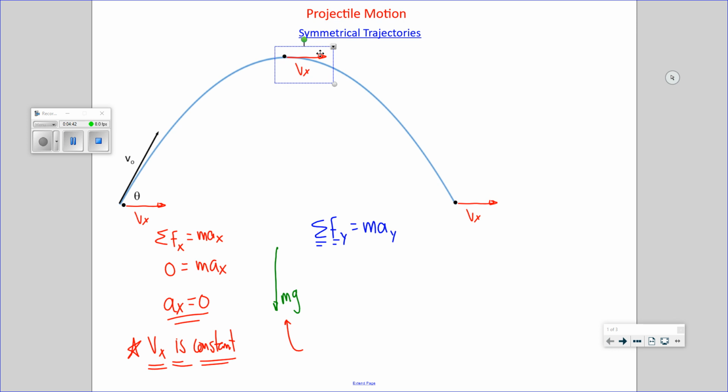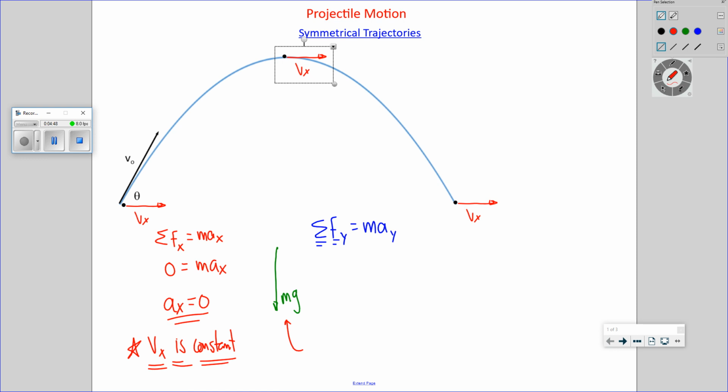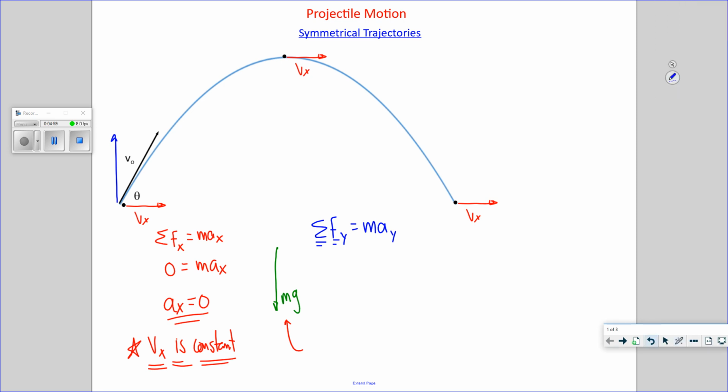A little trigonometry says if we look at this, vx is part of a right triangle that contains v naught and let's call it v initial in the y direction, v naught y. A right triangle can be made out of vx, v naught y, and v naught, and vx is v naught cos theta, v naught y is v naught sine theta.